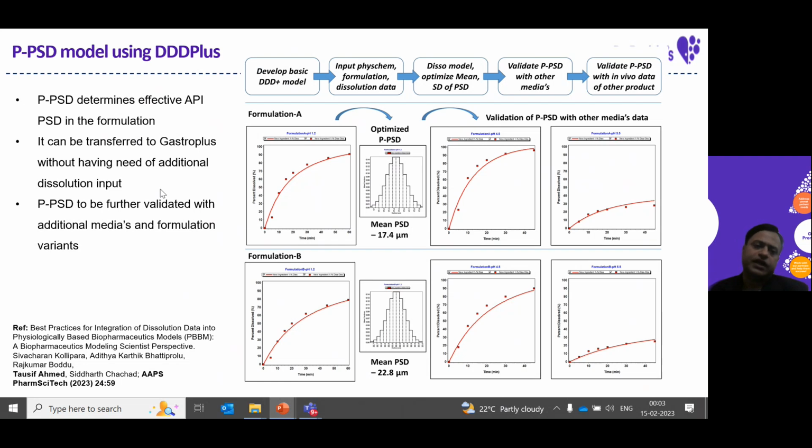This PPSD can be transferred to GastroPlus without the need of additional dissolution input. However, you also have to validate this for the formulation under different pH conditions. Like here, we have validated for pH 4.5 and pH 6.8. Similarly, for formulation B, you can see the release profile is slower, and the mean PSD which is coming out is on the coarser side. But basically, what we are trying to say is this is an alternate approach which can be done, but the PPSD needs to be further validated with additional media and formulation variants. Moving on to the next slide.